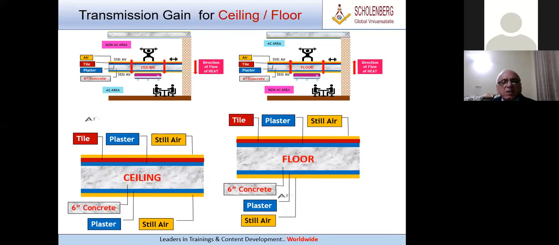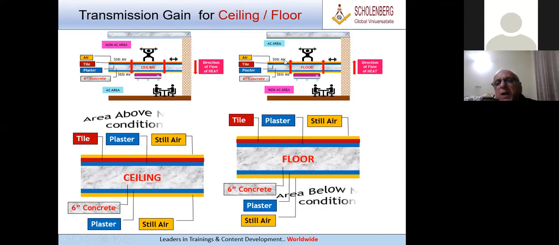Now ceiling. There are two ways to look at it. One is the ceiling and one is the floor. Now what is the ceiling? We have defined what is ceiling. If the area above is non-air conditioned, take here, this is the non-air conditioned area, and below is the air conditioned area, then this partition is called the ceiling.